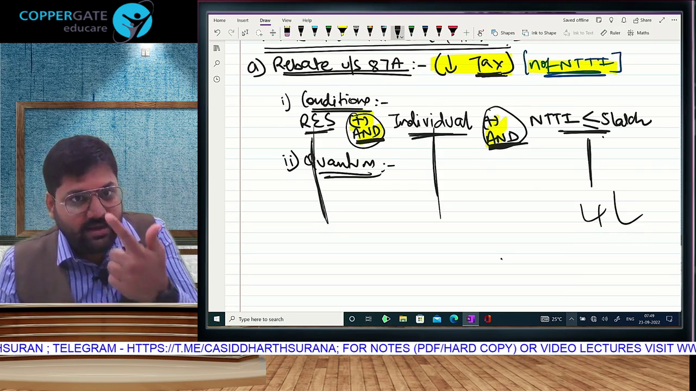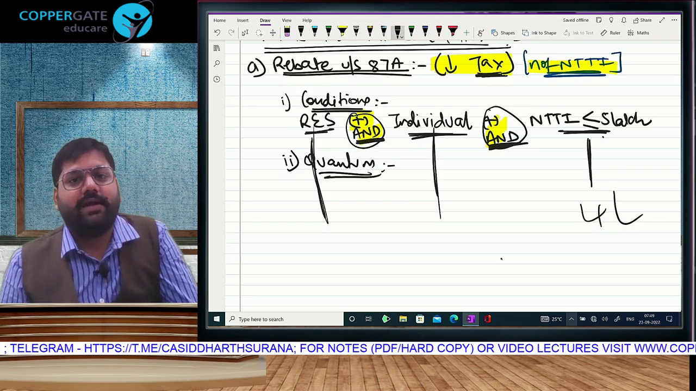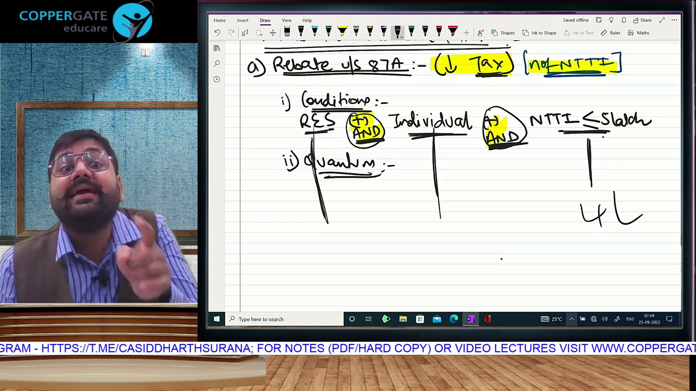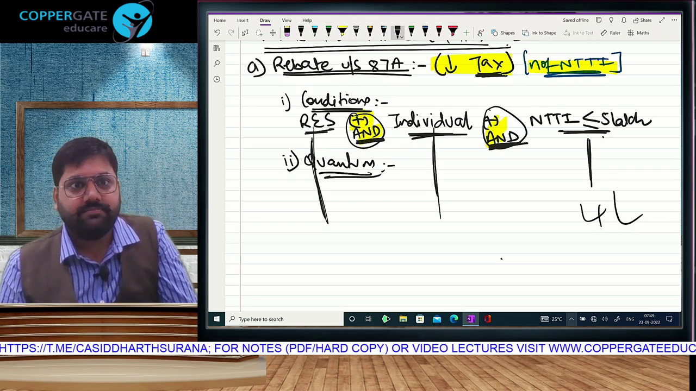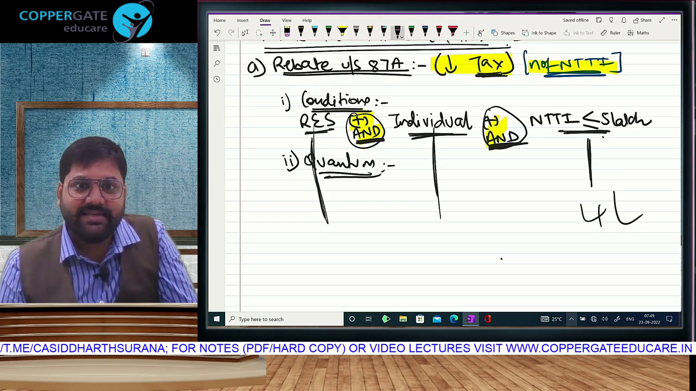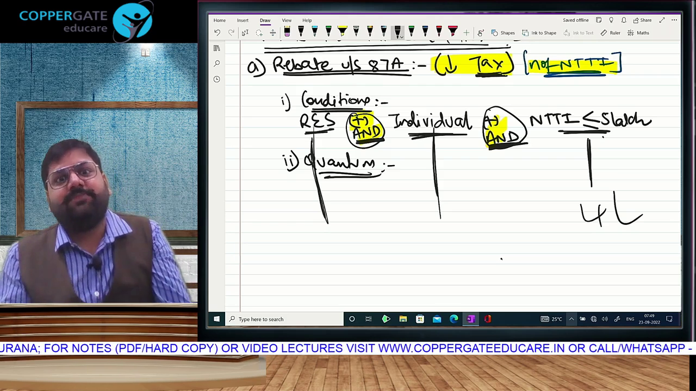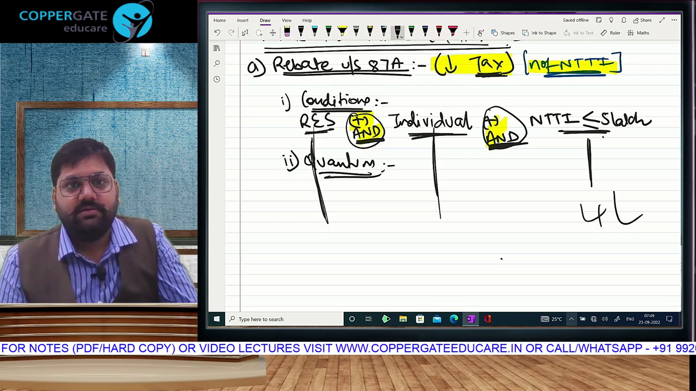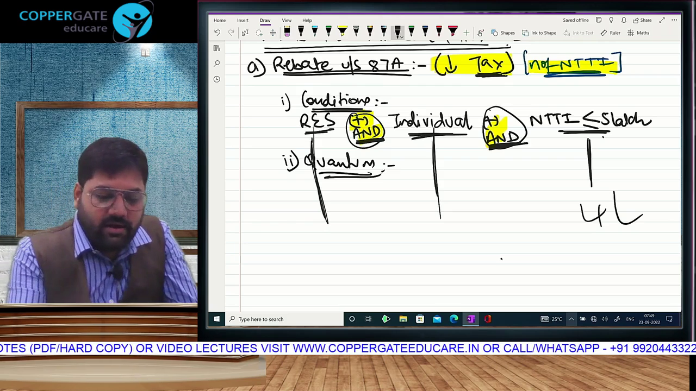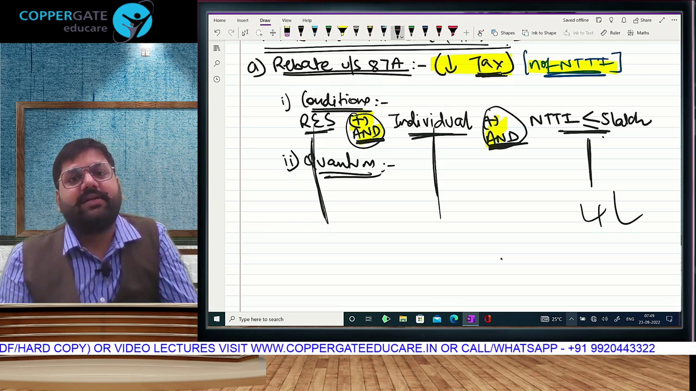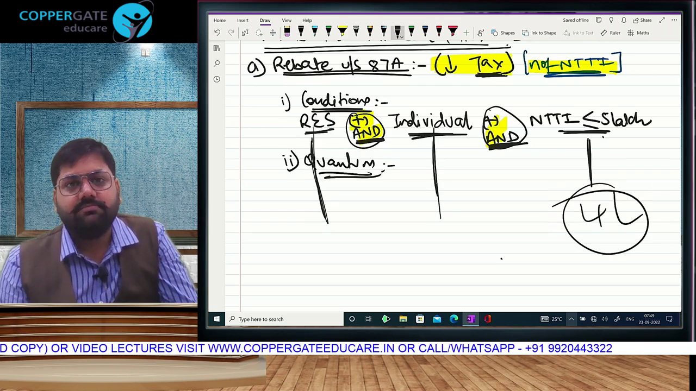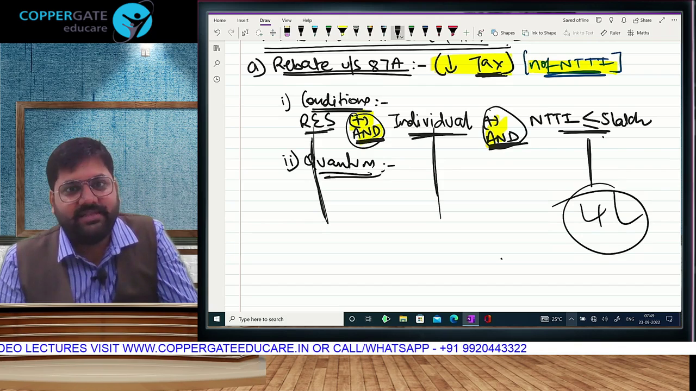I am resident. I am individual. Income is 4 lakhs. First question, am I eligible for rebate? Yes. So how much rebate is my second question. And for that you will have to first calculate tax liability. 4 lakh is my income. What is my tax liability, if 4 lakh is my income? If I have taken myself as an example, obviously you apply category A.